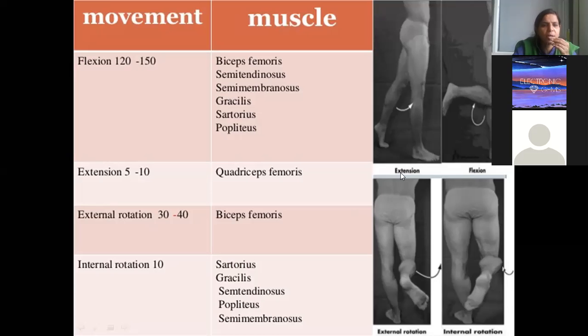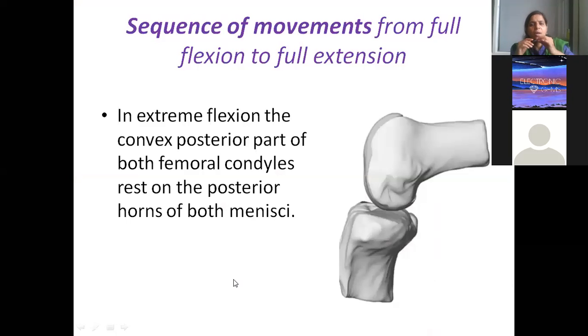Then extension: quadriceps femoris produces extension of the knee. Then external rotation, something like this, which is brought about by biceps femoris. Then internal rotation: sartorius, gracilis, semitendinosus, popliteus and semimembranosus. All these muscles and movements are also part of recitation, so you need to remember. These movements are also important, like the sequence of movements from full flexion to full extension.